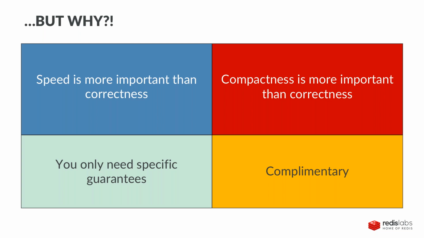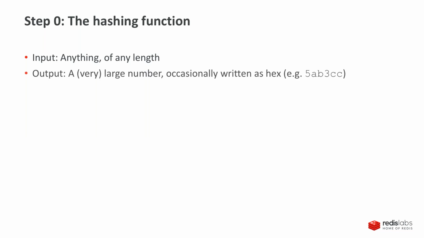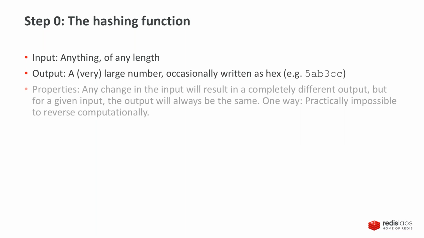Before we go any further, we have to talk about one key concept, which is the hashing function. The hashing function is incredibly important to these, and we'll get into exactly how that works a little later. Basically, you input anything of any length, and you get out a very large number, usually written as hex. It's just a number. The property here is that if you change one part of the input, the output will be entirely different. Consequently, it's practically impossible to reverse this computationally.